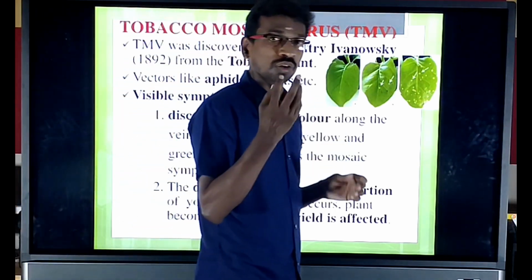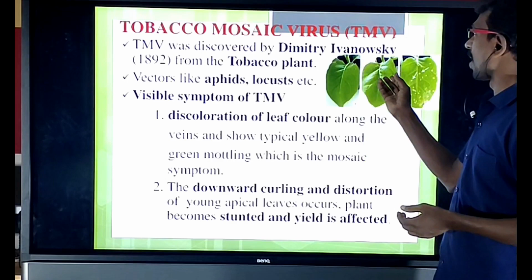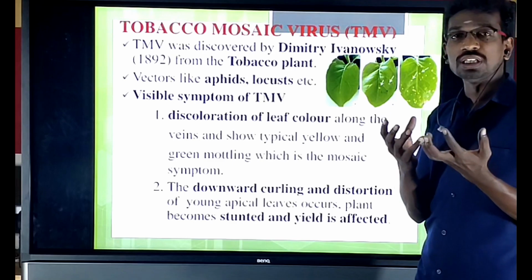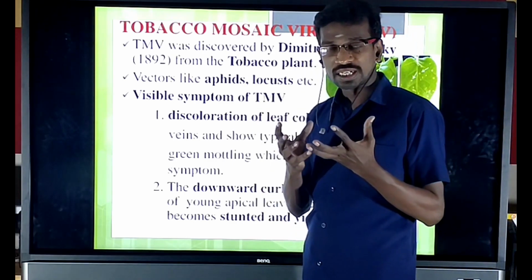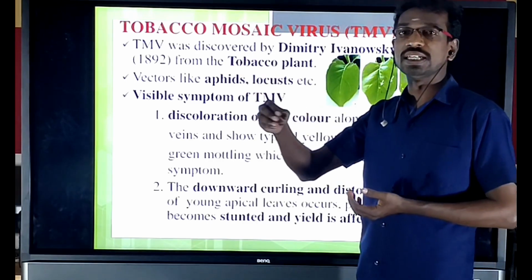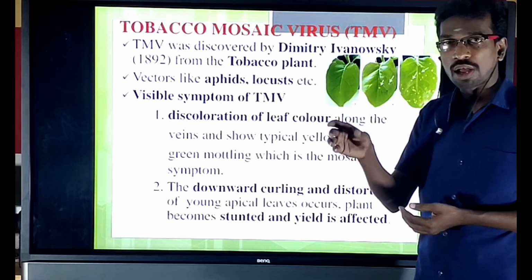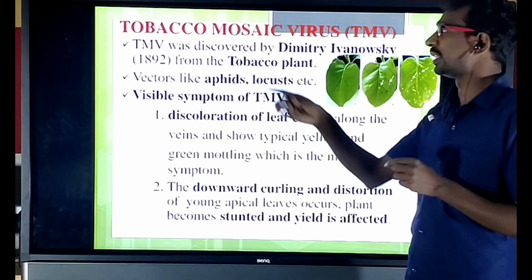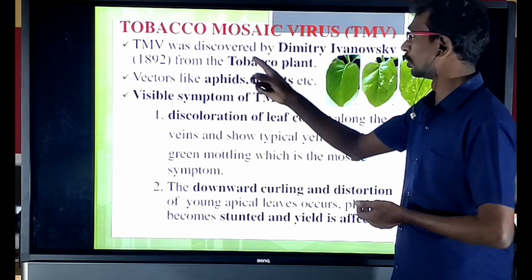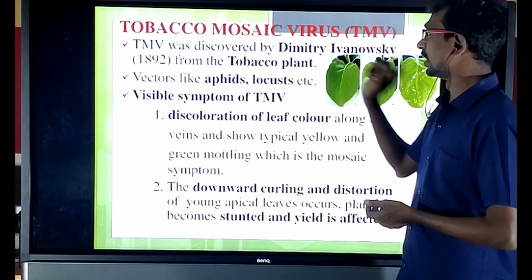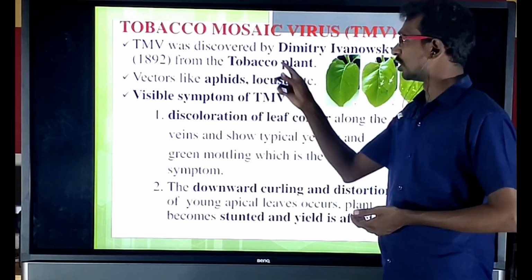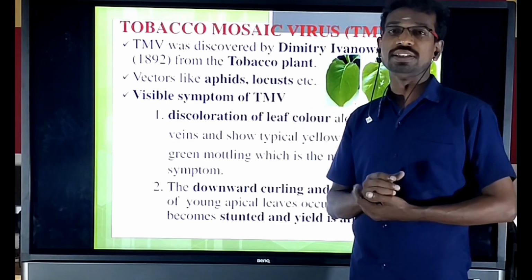He was the first man to filter the sap of the infected leaf of tobacco by using the bacterial filter, and the filtered juice was sprayed on the healthy plant. So the healthy plant also later suffered from the TMV disease, tobacco mosaic virus disease. Okay, so the tobacco mosaic virus was first discovered by Dmitry Ivanovsky in 1892 from a tobacco plant. This tobacco plant comes under the family Solanaceae.